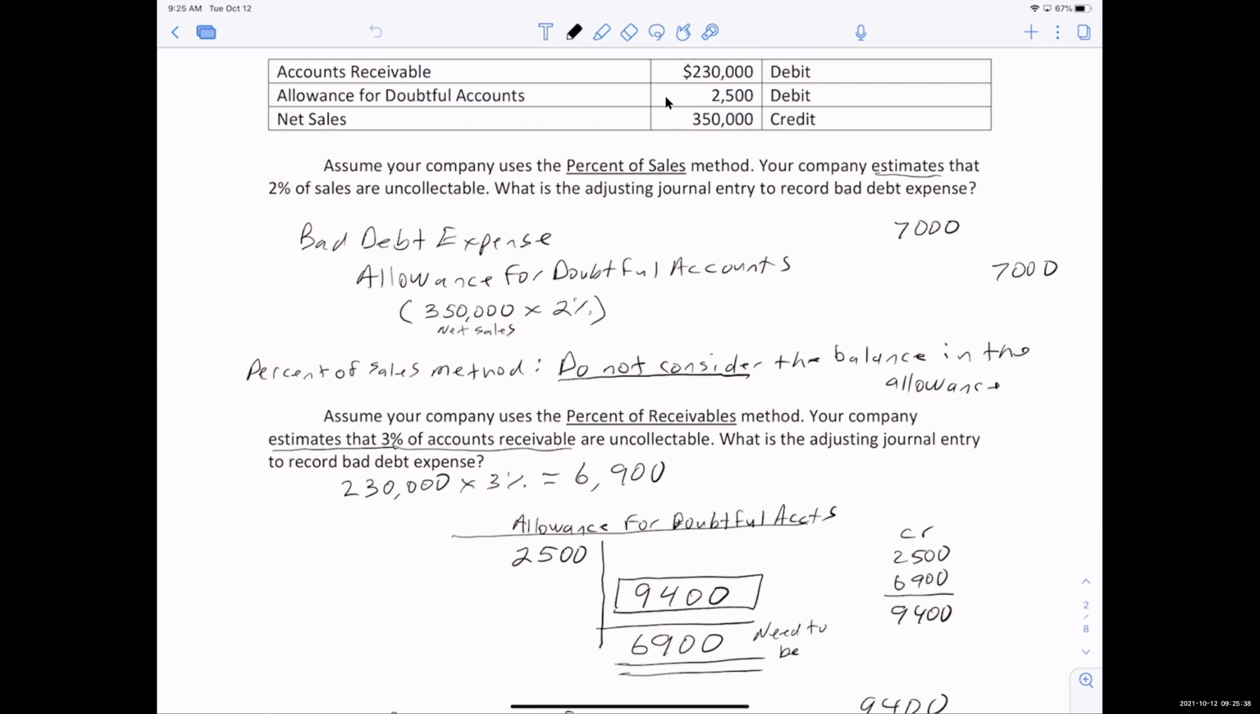allowance. So I keep saying that, and you say, well, Tetra, what does that mean? I'm tired of you saying that. It's kind of catchy though, isn't it? The balance in the allowance. Okay.